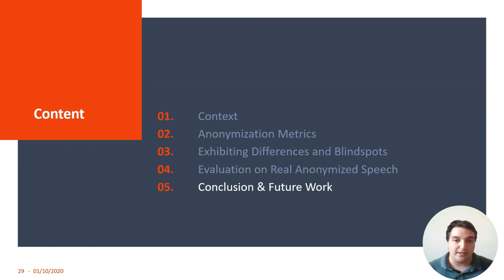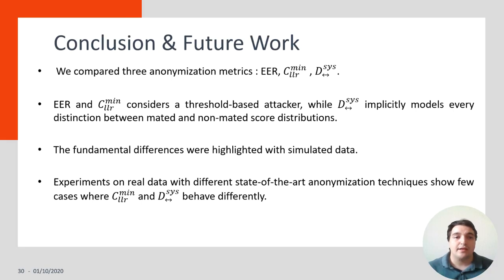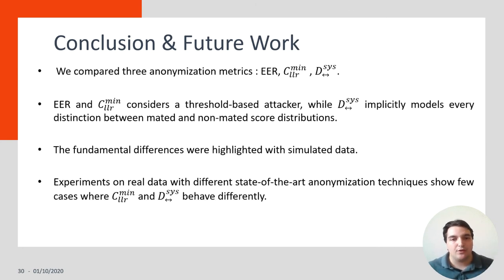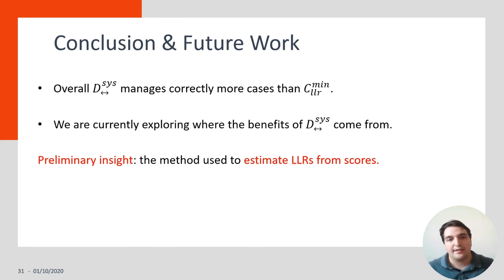Let's move to the conclusion. So here in this paper, we compare 3 anonymization metrics, 2 that are based on threshold decision, and 1 that tries to model every possible distinction between mated and non-mated score distribution. We used simulation to compare the fundamental differences between these metrics, and we conducted experiments on real data with different state-of-the-art anonymization techniques to show a few cases where CLR mean and linkability behave differently. Overall, the linkability measure had more cases that were managed correctly by the measure compared to CLR mean.